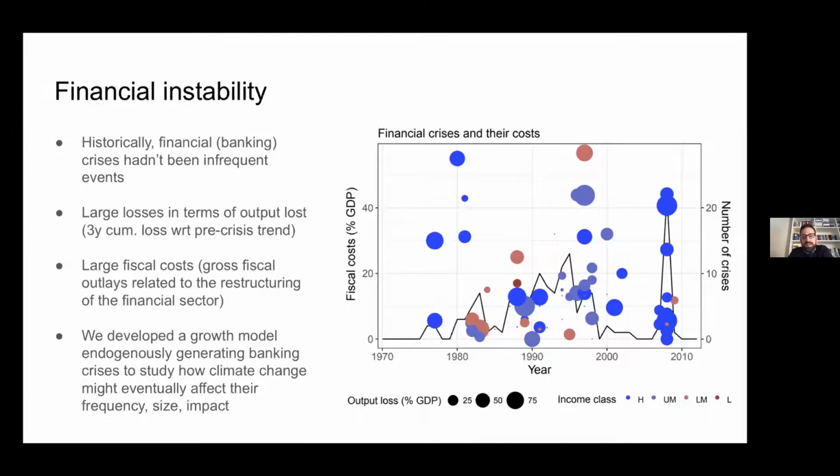So what we did is to develop a model able to account both for growth and fluctuations, generating endogenous financial crisis, which will be for us potential insolvency, a situation where banks are at risk of insolvency. And then what we do is try to see whether, including the impacts of climate change, we are able to detect a change in the probability of observing these events.